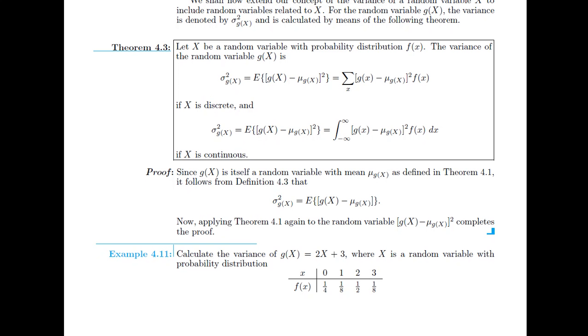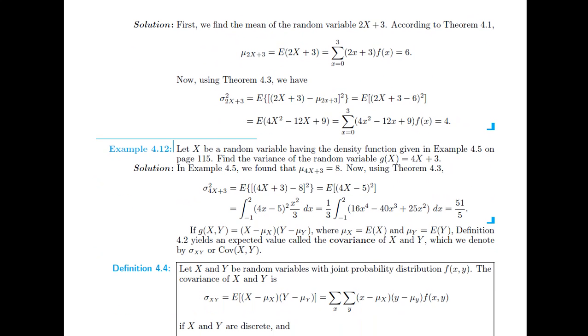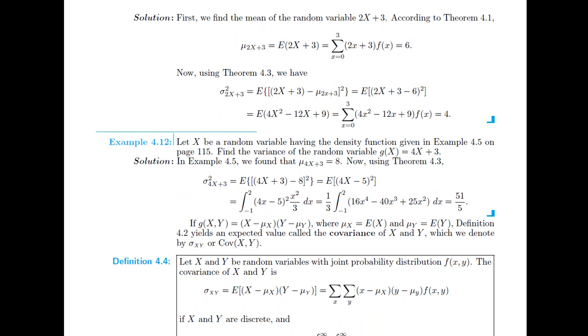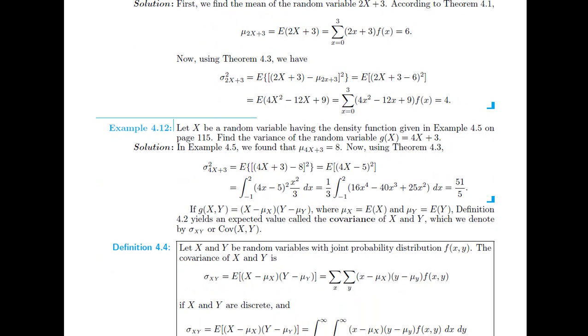For example, calculate the variance of g of x equal 2x plus 3, where x is a random variable with probability distribution as in the following table. The solution: first we find the mean of the random variable 2x plus 3 according to theorem 4.1. The mu for 2x plus 3 equals 6. Now using theorem 4.3 we have sigma square for 2x plus 3 equal 4.